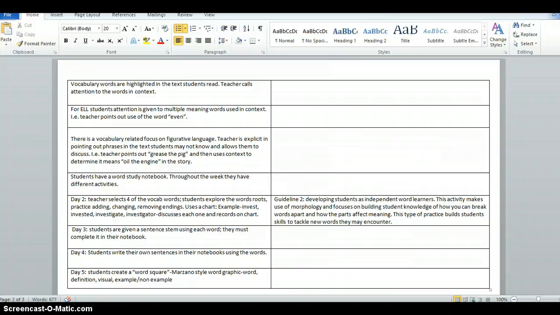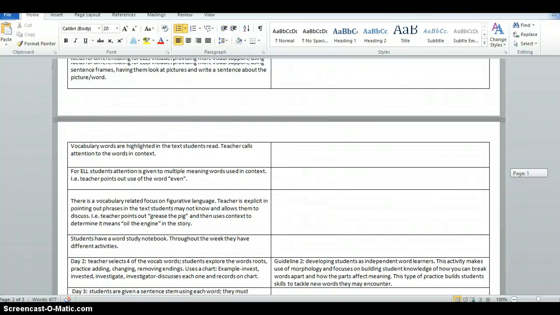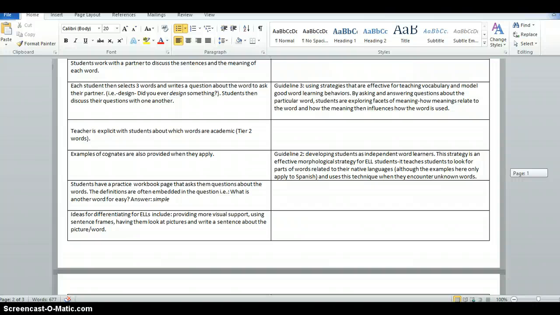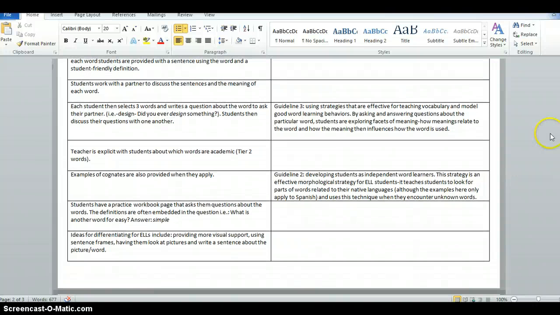That is one example. Another example of a morphological strategy is cognates, and the book talked about cognates, and I said, oh, my program did give them cognates too. So I went ahead here and I described, again, Guideline 2, and then how this is an example of Guideline 2. Then I went on in my chapter and I read Guideline 3, so using strategies that are effective for teaching vocabulary and model good word learning behaviors.